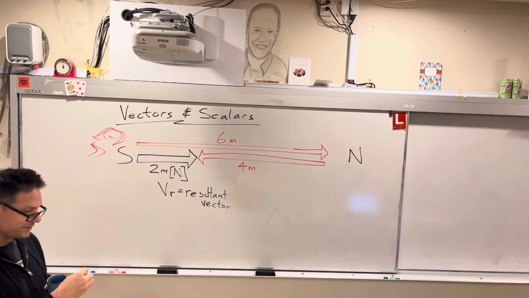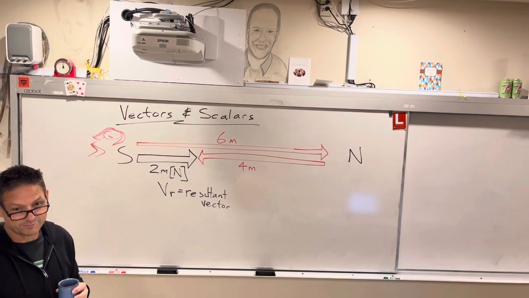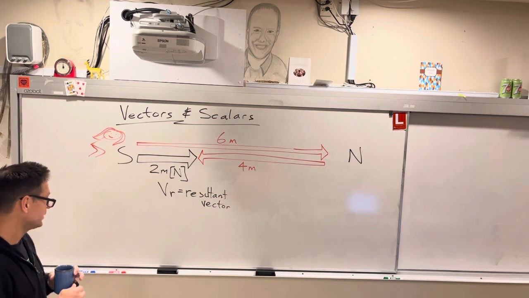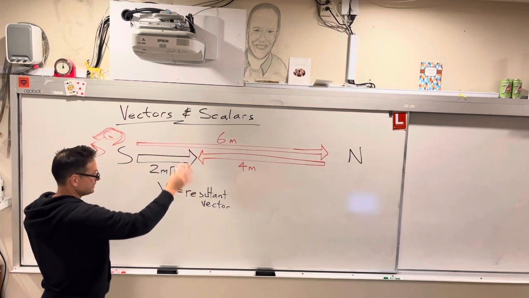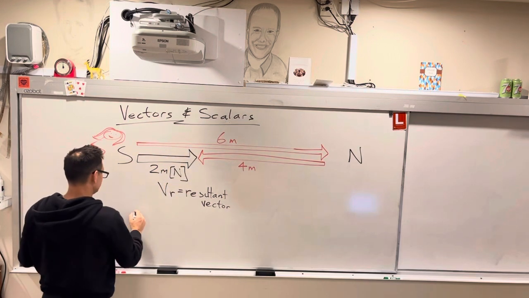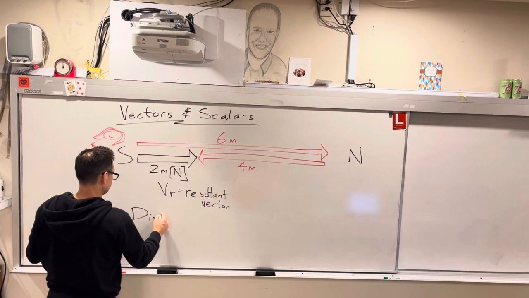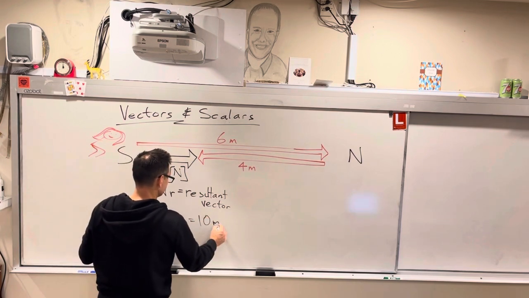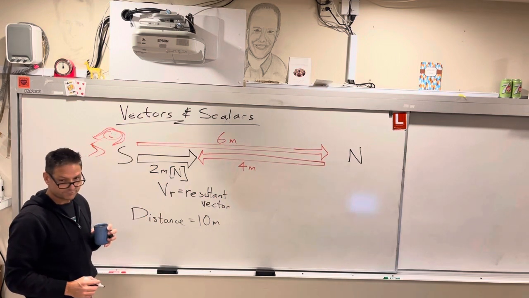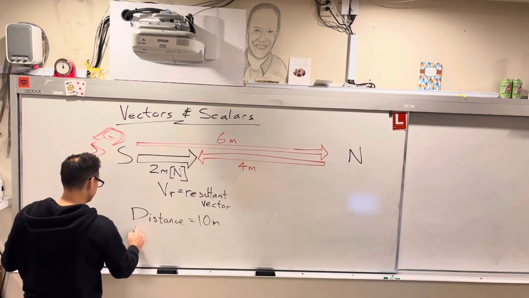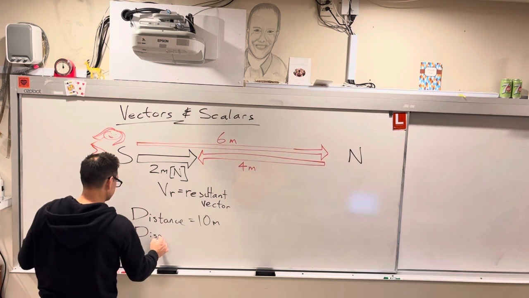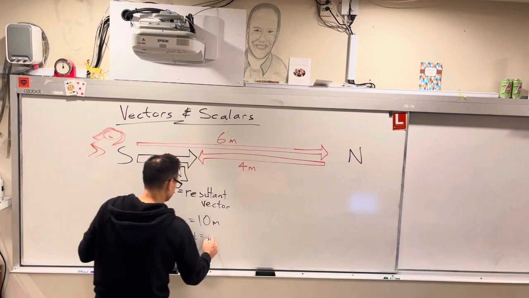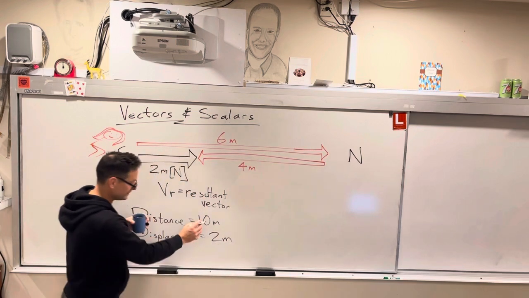There are vectors, and there are scalars. So you can answer this question of how far Lola went. You can say distance. And the distance is just 10 meters. The displacement, however, is 2 meters. But is that correct?